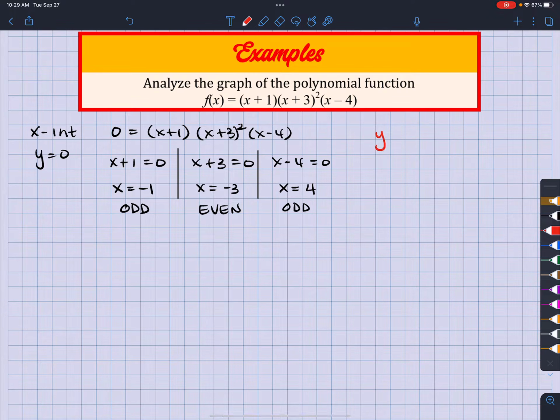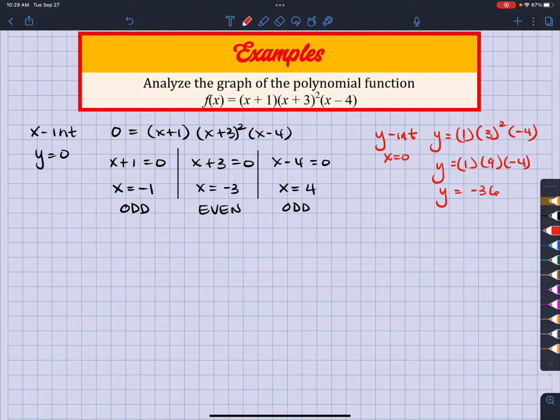What's my y-intercept? Well, the y-intercept is when x is equal to 0. So if x is equal to 0, I have y equals 0 plus 1, 0 plus 3 squared, and 0 minus 4. So my y is going to equal 1 times 9 times -4, so y is going to equal -36. So it's pretty steep overall as my y-intercept.